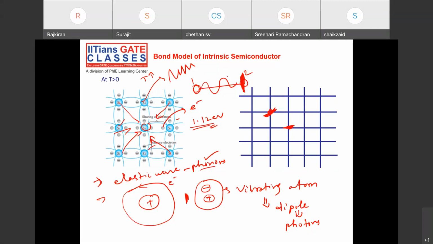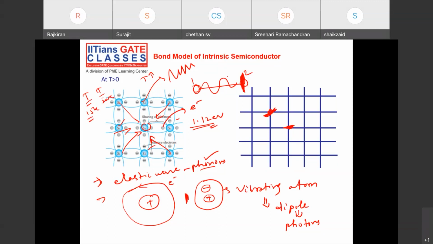Clear? Okay. So suppose the temperature T is very low, say 15 Kelvin. At 15 Kelvin also there will be some vibration, but the energy is not sufficient to break the bond. So how will you get an electron?